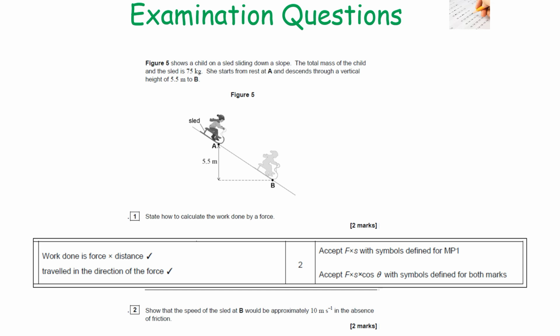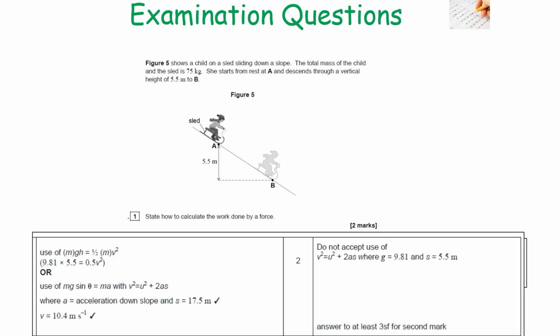Now, next one: show that the speed of the sled at B would be approximately 10 meters per second in the absence of friction. So again, what do we know? If you look at the situation, we're sliding down a slope, so we're starting with gravitational potential energy, and we're turning that into kinetic energy. So we can say mgh is equal to a half mv squared. You can cancel the m's through because they're on both sides, so we can say gh is equal to a half v squared.